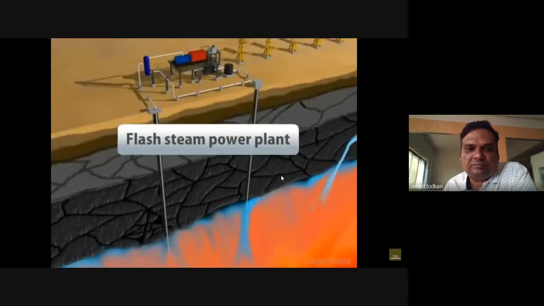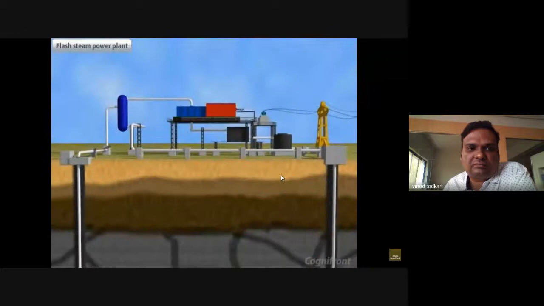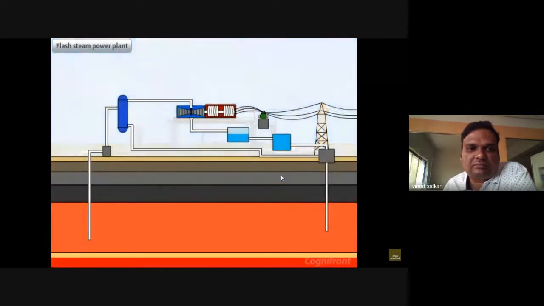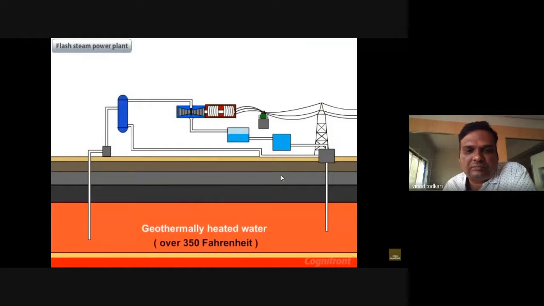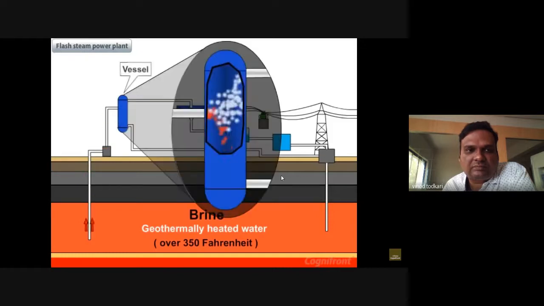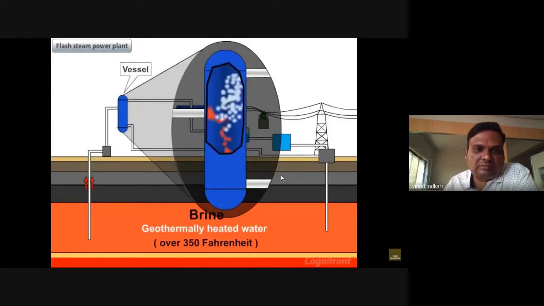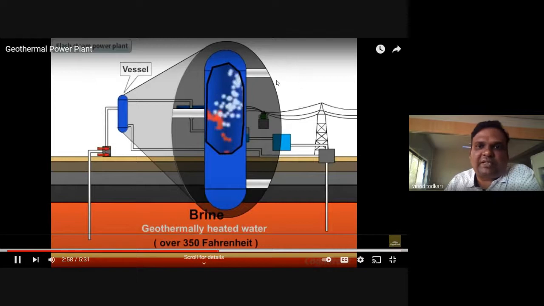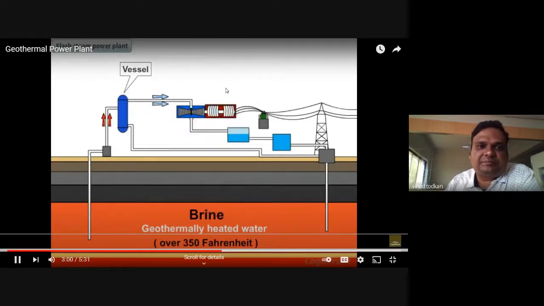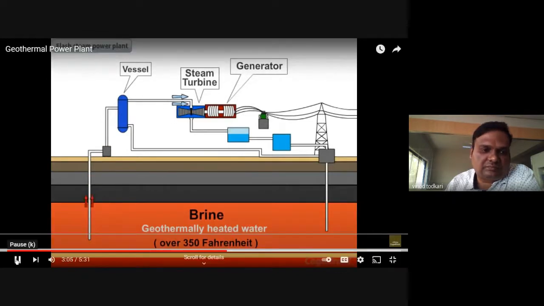The next type is the flash steam power plant. This type is used where there is an availability of geothermally heated water at a high temperature of over 350 Fahrenheit. This water is called brine and it is transferred to a vessel where steam is generated. Now see, look at this. This is the separator. This steam drives the turbine coupled with the generator to produce electricity.